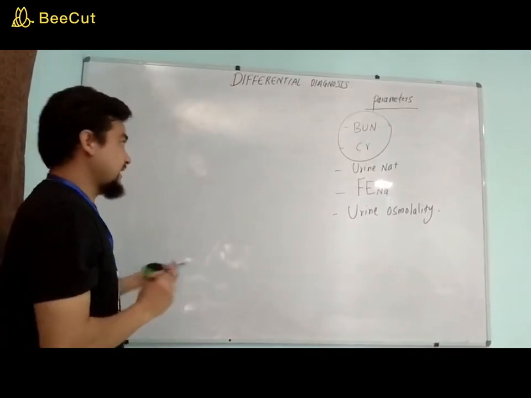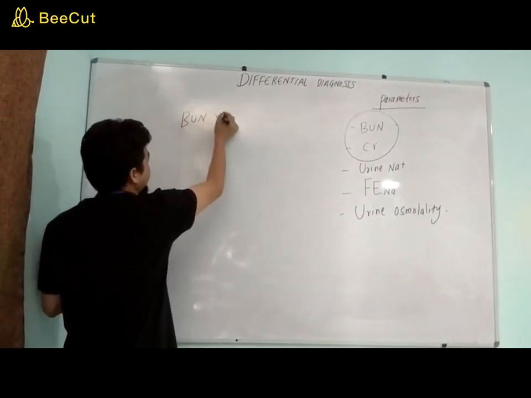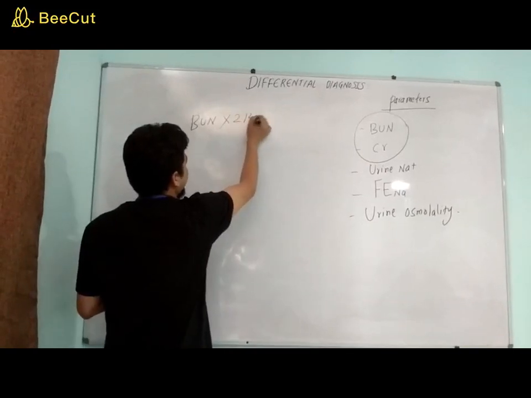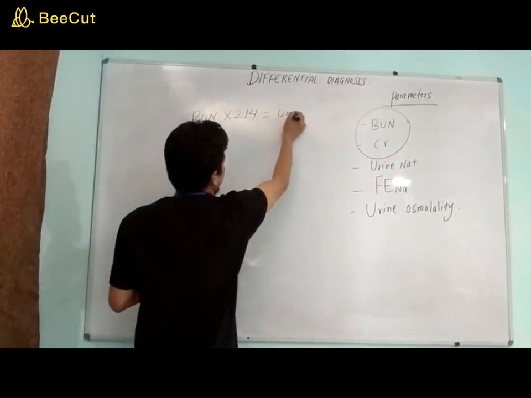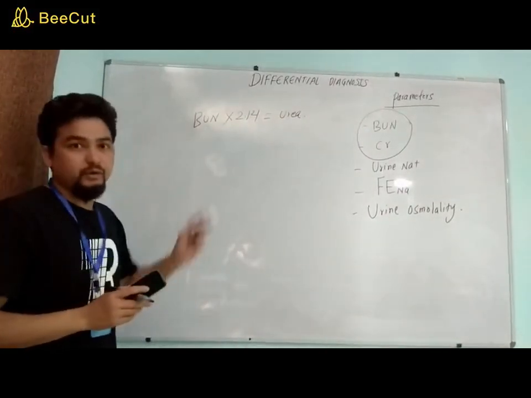Okay, so we are using these parameters to differentiate the kidney disease. Another thing is that the relation between BUN and urea is BUN times 2.14 equals urea. So urea and BUN are the same thing. You can calculate.